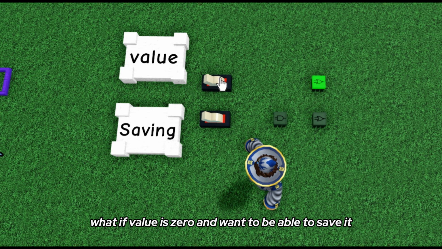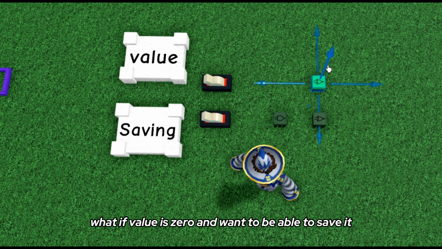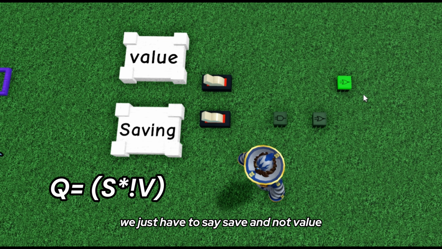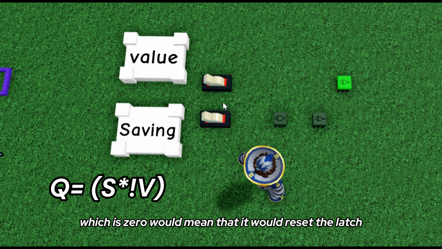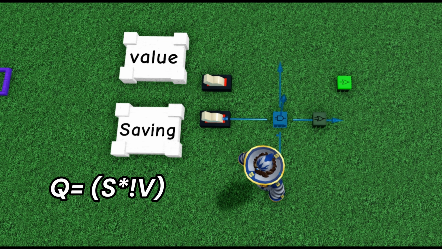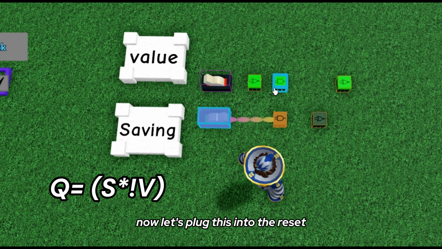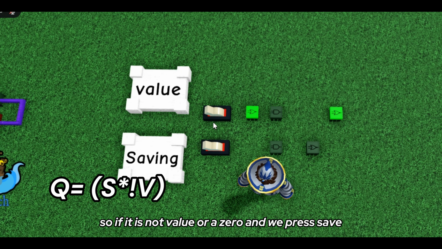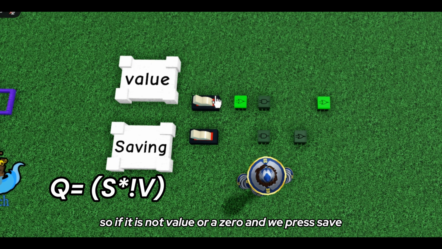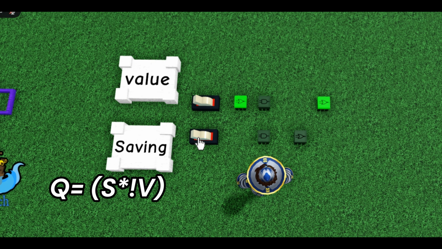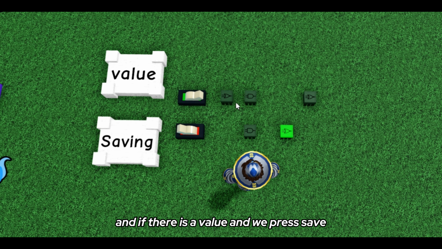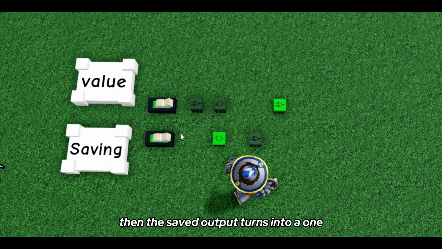Now what if value is 0 and we want to be able to save it? We just have to say save and not value, which is 0, would mean that it would reset the latch. So let's add in an AND gate, and let's also add in a NOT gate right here. Now let's plug this into the reset. So if it is not value, or a 0, and we press save, then the output should turn into a 0. And if there is a value and we press save, then the saved output turns into a 1.